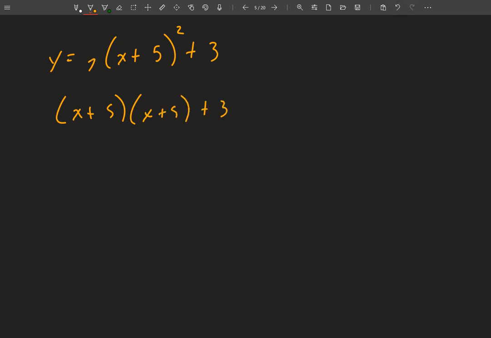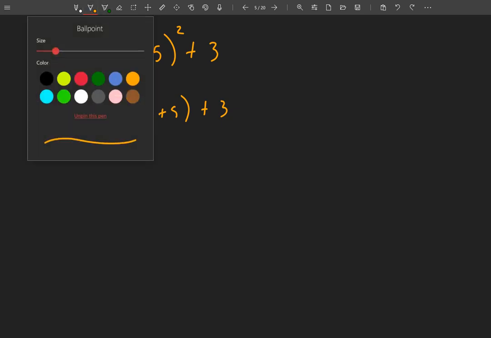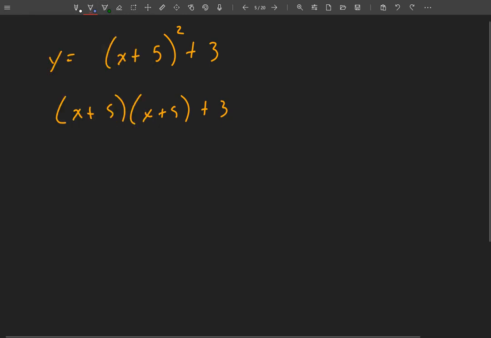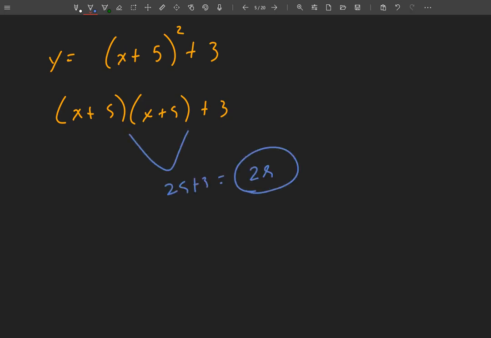as long as there's not a number out front, then this trick will work. I'm just going to show it to you really quick. If you think about multiplying all this stuff out, the only thing that contributes to the y-intercept really is just the number at the end. So even though there's all kinds of stuff happening in the multiplication, 5 times 5 gives you 25, plus 3 is going to give you 28. So the y-intercept is just 28.